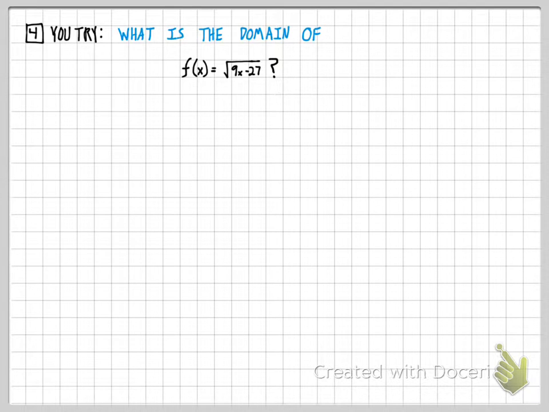Alright, box 4 is a you try. Take a look at this function. Think about what you learned in the lesson today, and give us the domain of the function, and let's use interval notation.